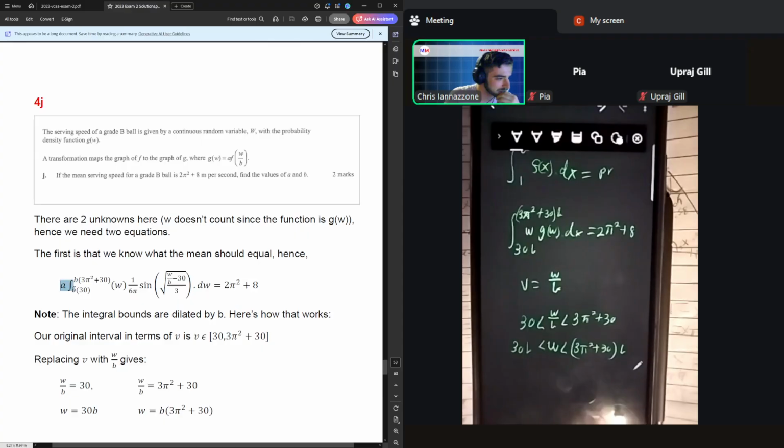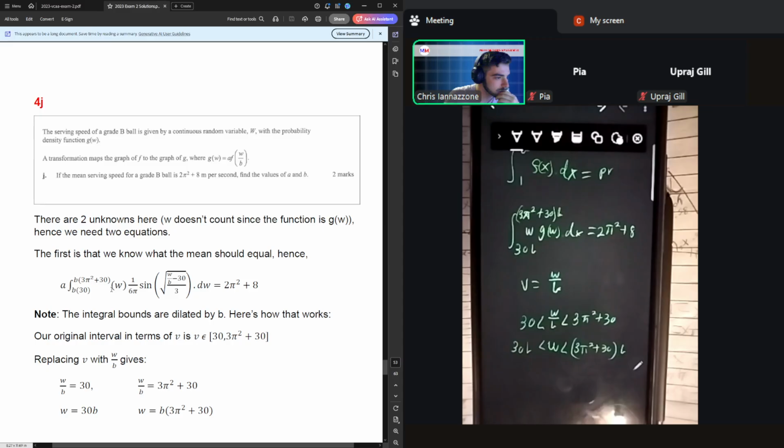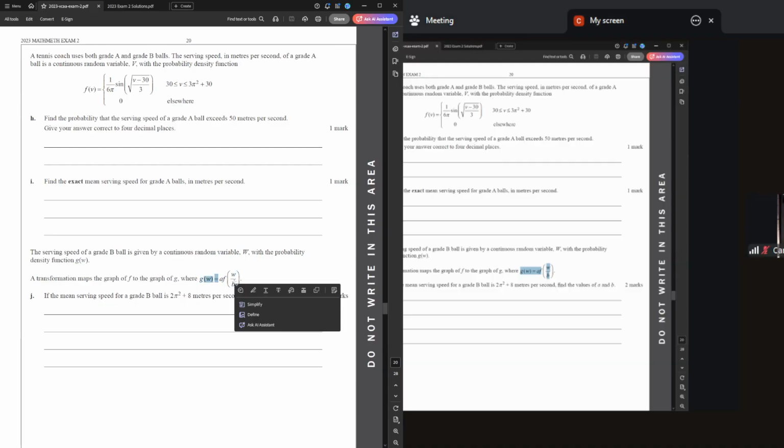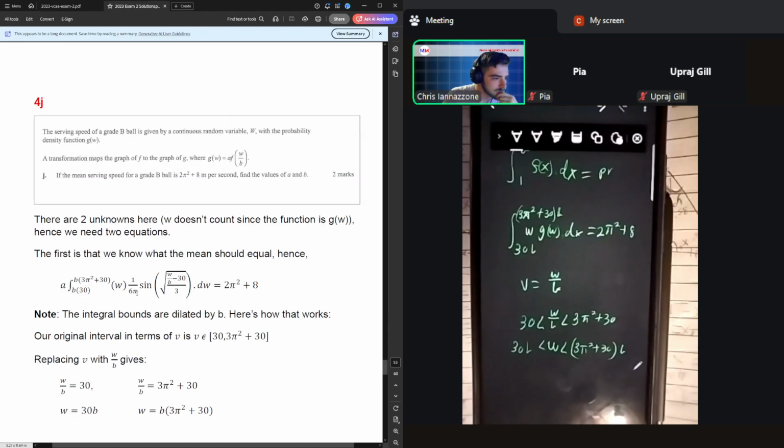Anyway, focus here instead. So instead of being able to say g of w, we now have to replace that in terms of the original function, because we're told that g of w is a times f of w over b, so we're just going to put the original function at that spot. So there's your 1 over sine and all that sort of stuff.